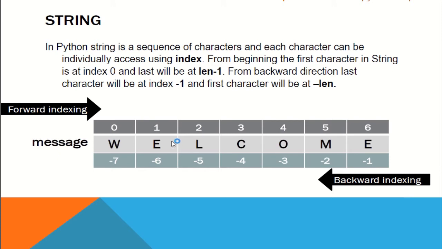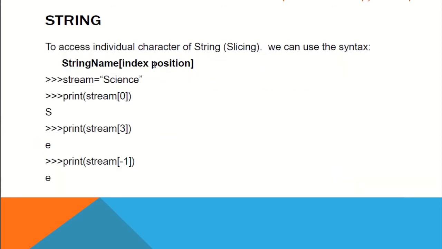Okay. So to access the individual character, we need to have the index. So there are two types of index. First is forward index. When you are using forward index, you start from 0. And if we are using the backward index, then we start from -1. Next, to access an individual character of a string, or slicing, we can use the syntax string name then index position, like string equal to science. So print string[0]. In the 0th index, what is stored? S is stored. It will be printed.